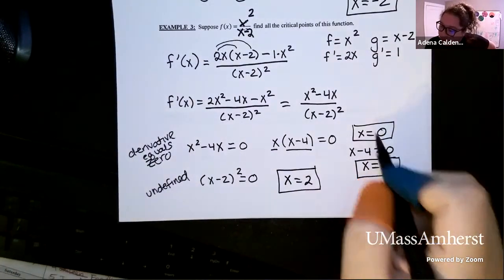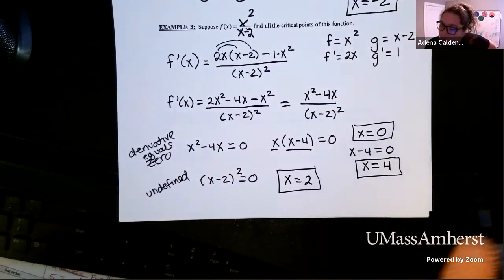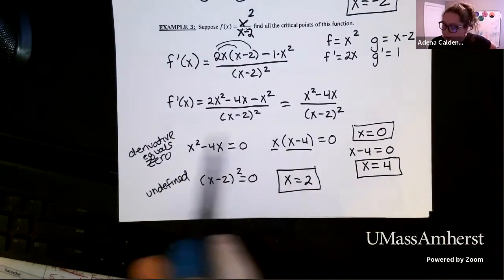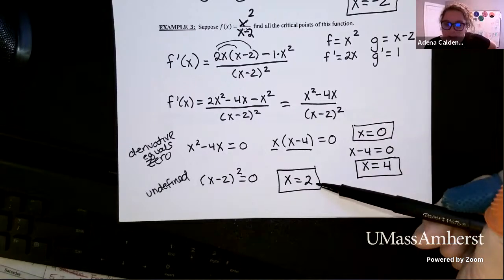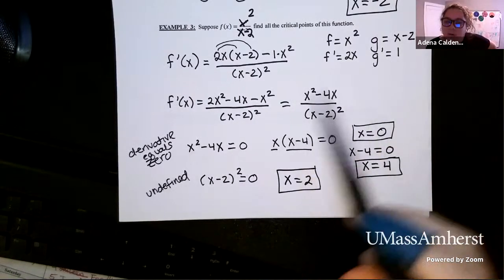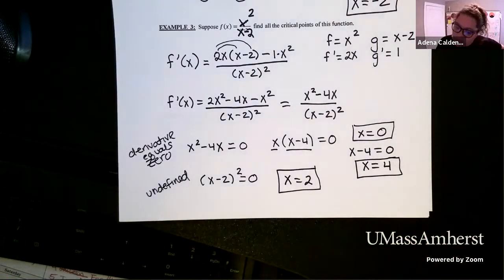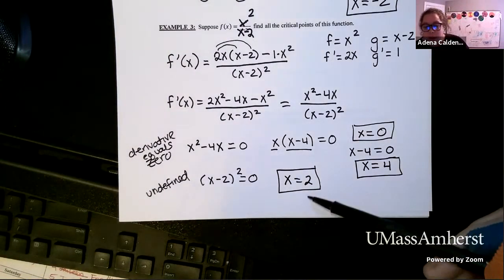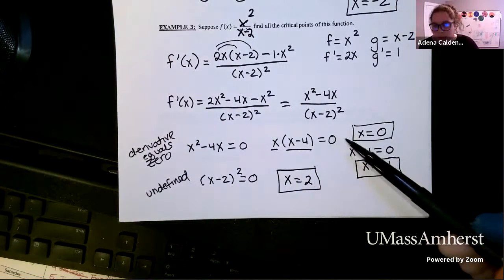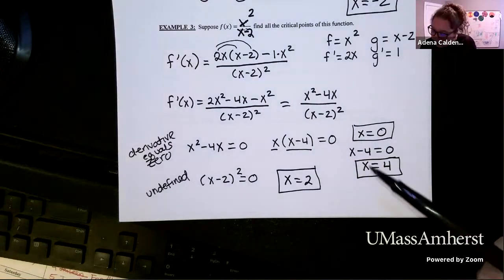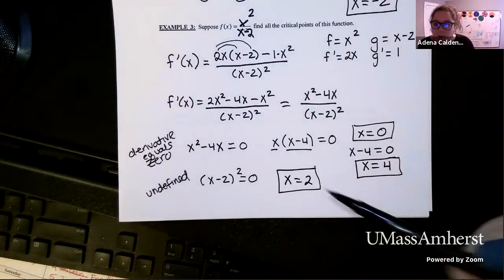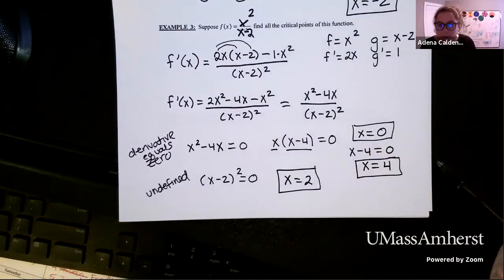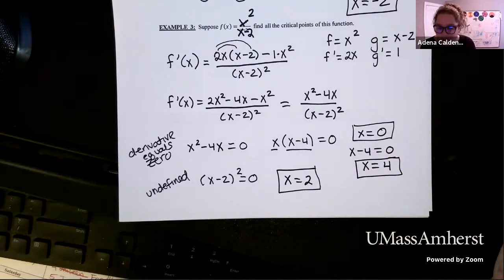So I have 3 values that are critical points here: x equals 0 and x equals 4, which made the derivative equal to 0, and x equals 2, which makes the derivative undefined. Again, when you're doing a quotient rule, you always have to check the denominator to see if there's a place that will make it equal to 0. Okay, so those are our critical values here. This is a common first step for a lot of the problems we're going to be doing.